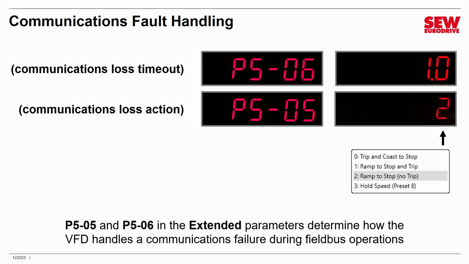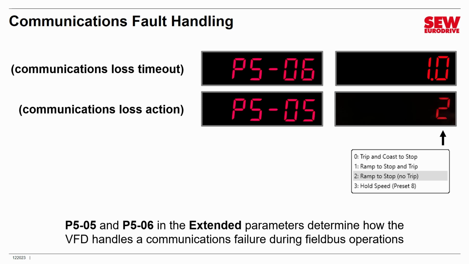However, if you wish, you can pick something different. You could pick option 1, which will ramp to a stop and then trip a fault, in which case probably an operator will have to come back, press the stop button to clear the fault so things can resume. That is one option. Option 0 will trip a fault and coast to a stop. In other words, it won't use a ramp value. It will simply cut the power to the VFD's transistors. If you have a brake, it will bring it to a rapid stop. But if you don't have a brake, of course, it could coast for a while.